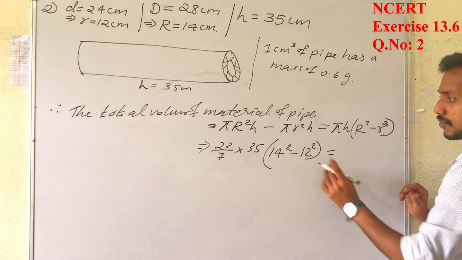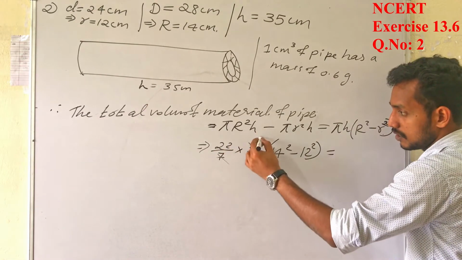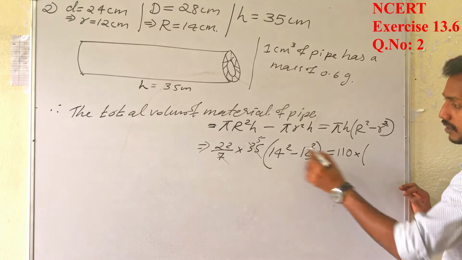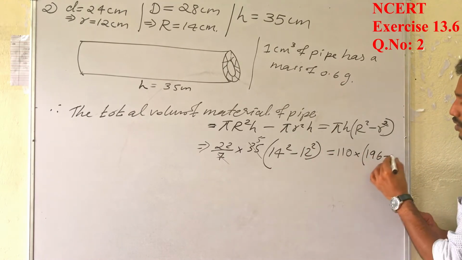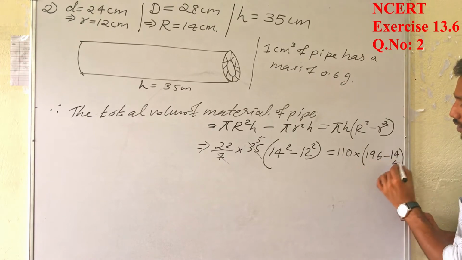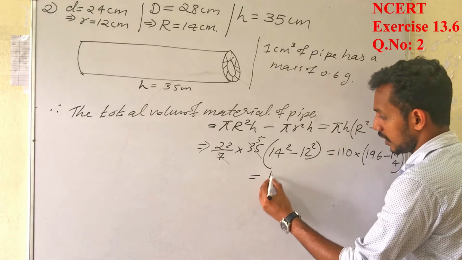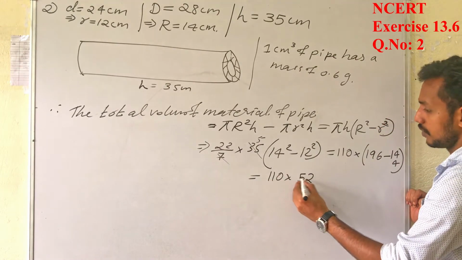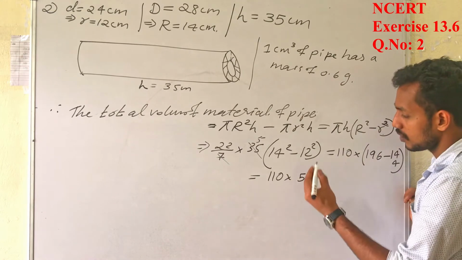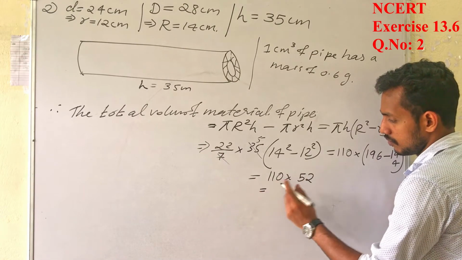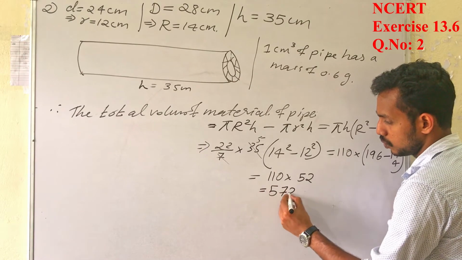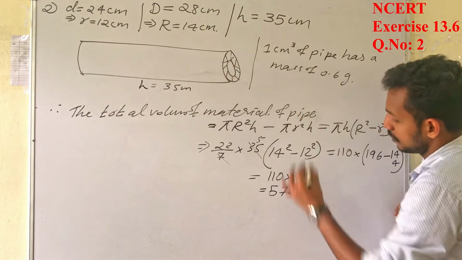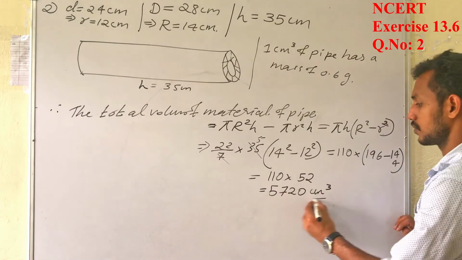Which is equal to, what is the value? 7 is cancelled with 35, leaving 5. So 22 into 5 will be 110, into 14 square, which is 196, minus 12 square, which is 144. That is equal to 110 into 196 minus 144, which will be 52. Clear? Which is equal to 5720 centimeter cube. Clear?